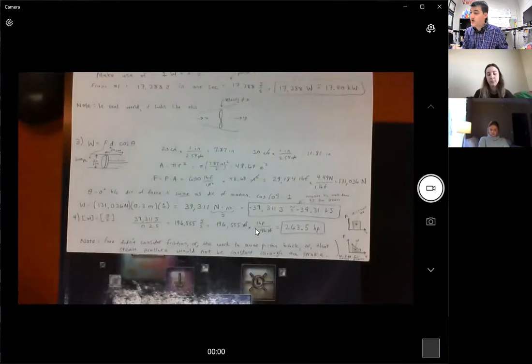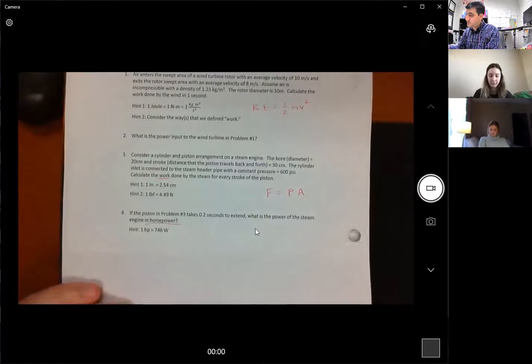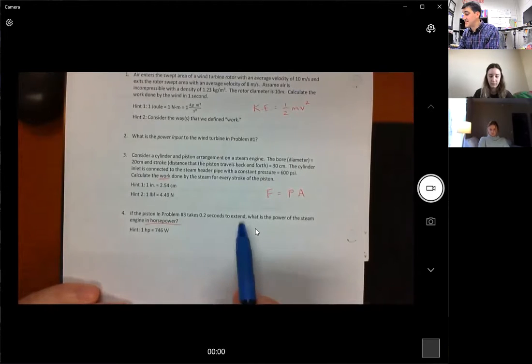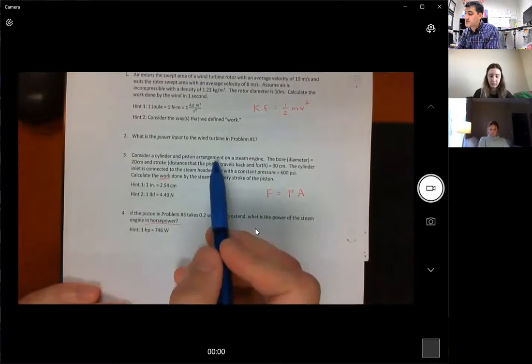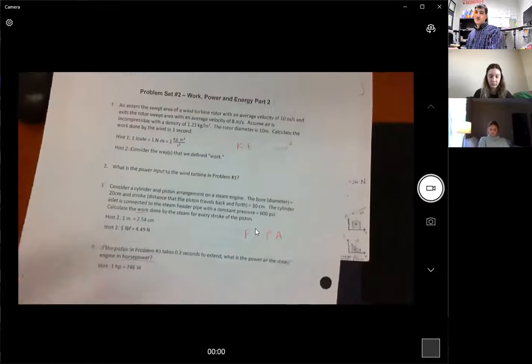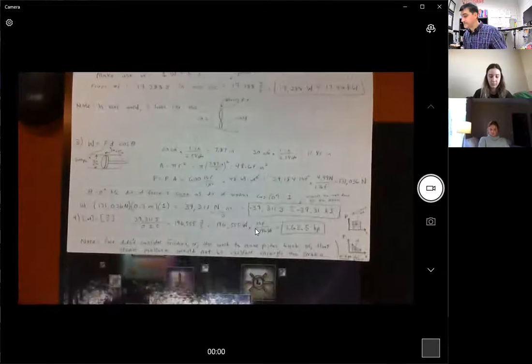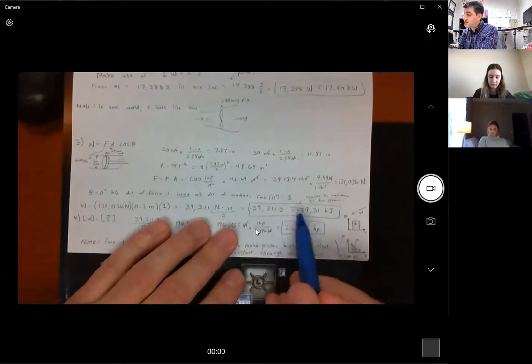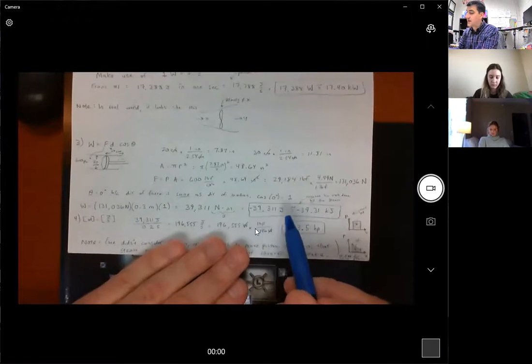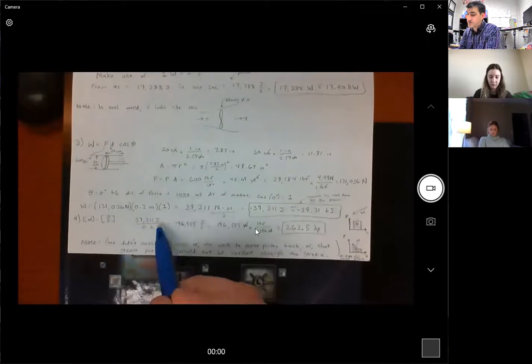Okay, and then number 4 is really similar to number 2. It says that it takes 0.2 seconds to extend. That process that we just talked about takes 0.2 seconds to happen. What is the power of the steam engine in horsepower? So first, let's convert it to some unit of power. We have our answer for work in joules, so let's divide by the number of seconds, because joules per second is a watt.